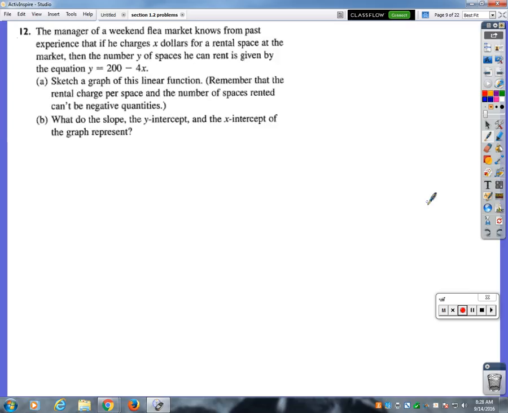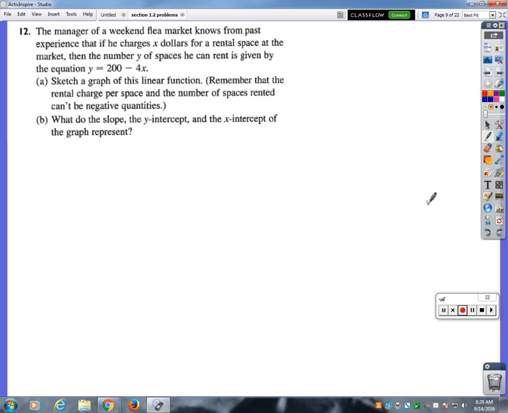Okay, 12. The manager of a weekend flea market knows from past experience that if he charges x dollars for a rental space at the market, then the number y of spaces he can rent is given by that equation. Sketch a graph of this linear function.